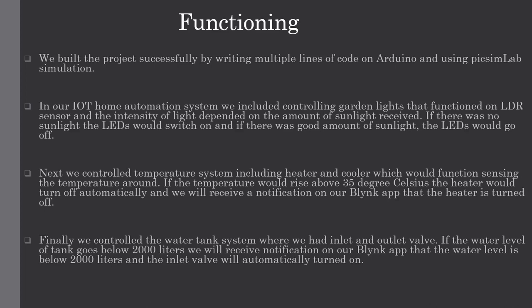Next, we control the temperature system, including heater and cooler, which function by sensing the temperature around. If the temperature rises above 35 degrees Celsius, the heater will turn off automatically, and we will receive a notification on our Blynk app that the heater is turned off.